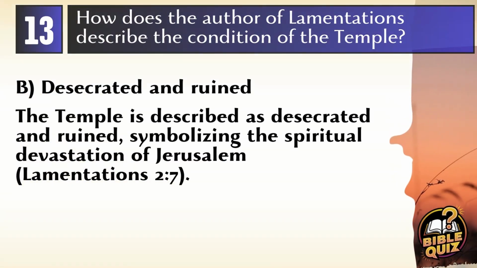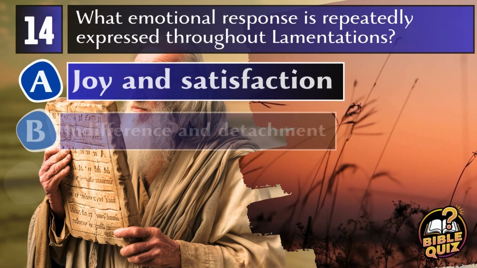Answer B. Desecrated and ruined. The temple, once Jerusalem's pride, is described as desecrated and lying in ruins, symbolizing the spiritual and cultural devastation of the city. Lamentations 2:7. Question 14.